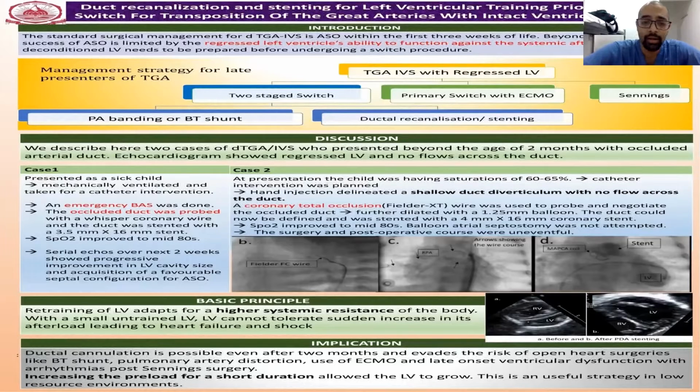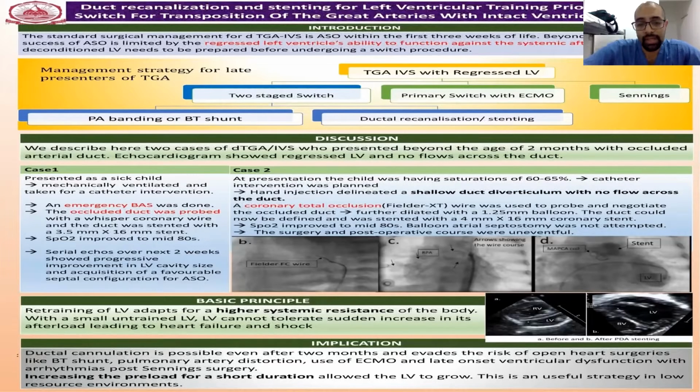We initially did an aortic angio where we were able to get a ductal diverticulum. Through this, we were able to figure out the site, which we presumed to be the site for the PDA. Using a Feeder XT wire, we were able to probe through it. We then had to dilate it using a 1.25 mm balloon, and following that, we were able to stent it.